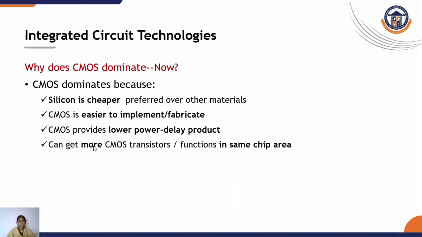What kind of technology is followed in IC in VLSI? Mainly, we follow a lot of technologies for integrated circuits. In VLSI, CMOS technology is dominant because silicon is cheaper and preferred over other materials. CMOS means complementary metal oxide semiconductor, which is easier to implement or fabricate. It provides a low power delay product. We can get more CMOS transistors or functions in the same chip area. So we prefer CMOS technology.